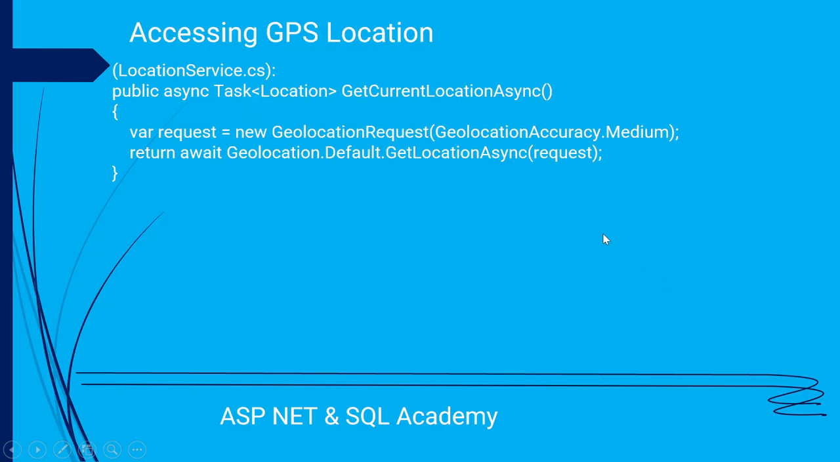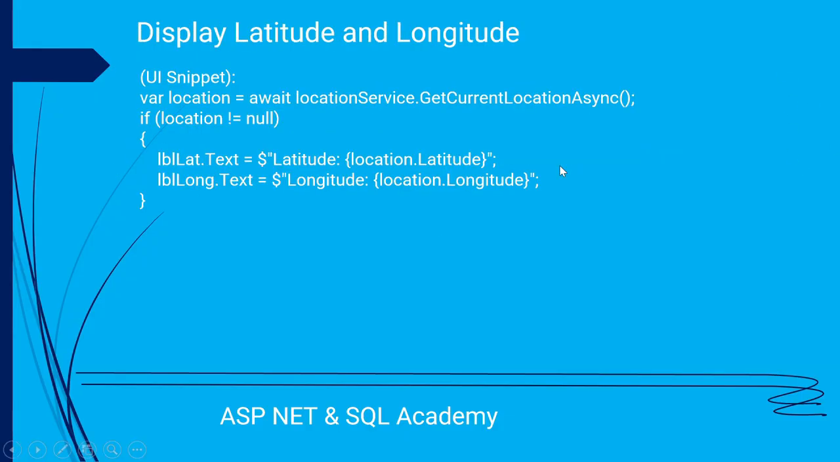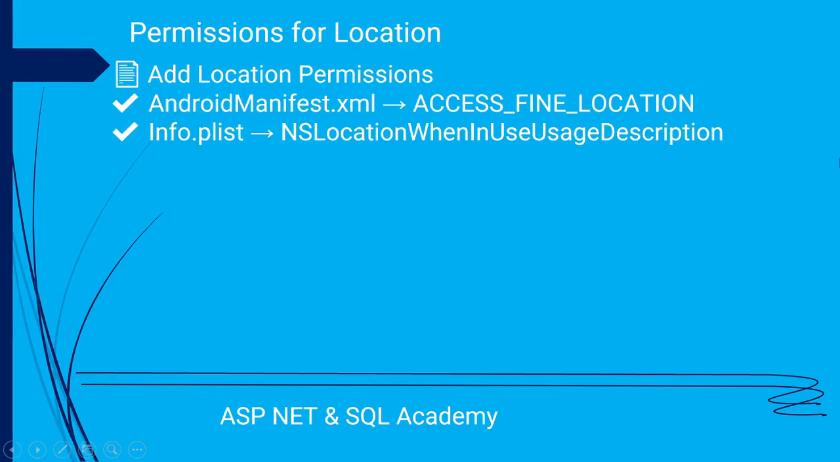Use the Geolocation API to get the current latitude and longitude of the device. This is useful for location-based apps. Display the current GPS coordinates directly in your app. It is real-time and accurate on supported devices. Just like with the camera, GPS also needs explicit permission declarations for each platform.